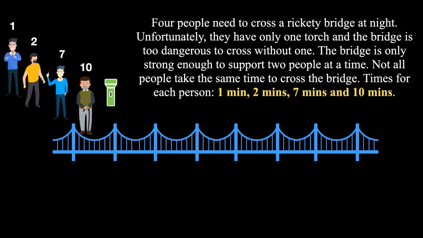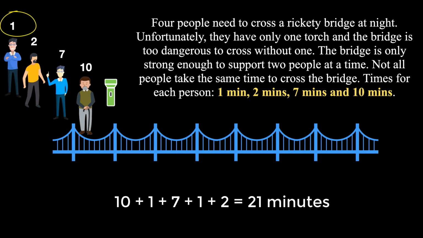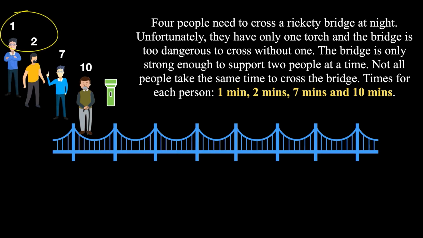Were you thinking of using the fastest person who takes 1 minute to travel to and fro till everyone has reached the other end? Yes, that can be done, but it will take 10 plus 1 plus 7 plus 1 plus 2 equals 21 minutes in total. If you try to merge the ones taking 7 minutes and 10 minutes, we have to acknowledge that one of them will also have to return, which will take much more time than 21 minutes. What if we use the person taking 2 minutes to escort the one taking 1 minute across?